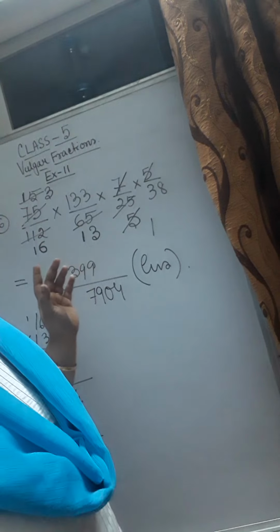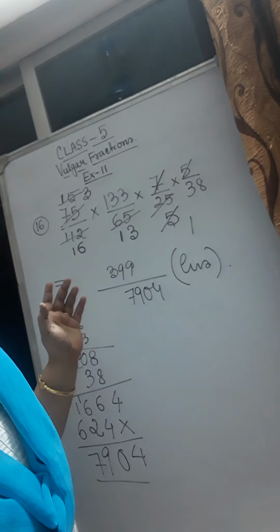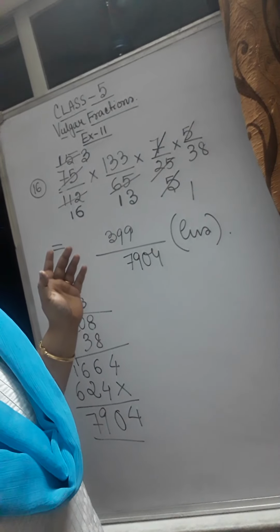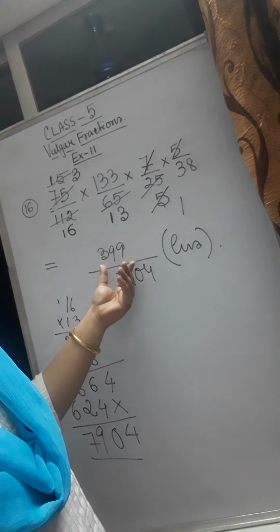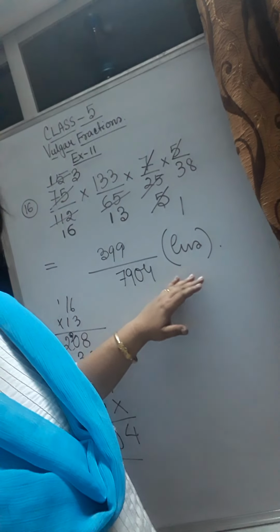Students, in this video we will be doing class 5 vulgar fraction exercise 11 division part. Before I go to division, I want to say that in the previous part I have done multiplication sums, and the last sum which I have done was number 16. Sum number 16 was not so difficult, but the calculation was heavier. I ended with the statement that 399 by 7904 is the result, and it's a proper fraction because the numerator is less than the denominator, so we will end up over here.